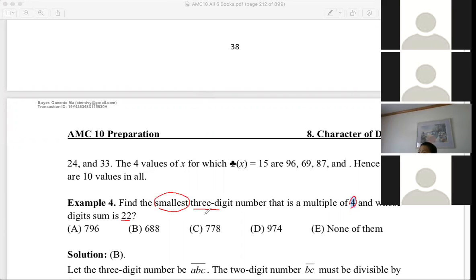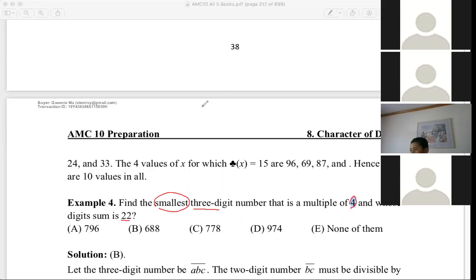So now let me ask Jason your question. If a number is divisible by 4, what is the characteristic of this number? When a number is divisible by 3, the sum of its digits should be divisible by 3, right? So if a number is divisible by 4, what is the characteristic of this number? The last 2 digits are divisible by 4. Exactly. Yes, this is a very important characteristic. You need to use this.